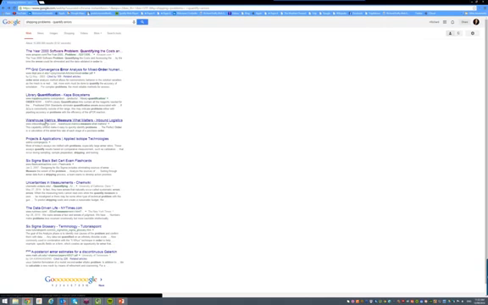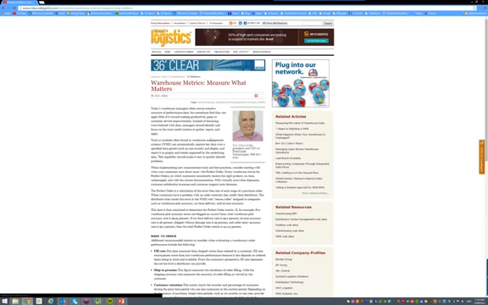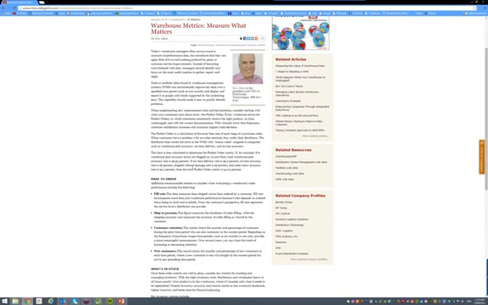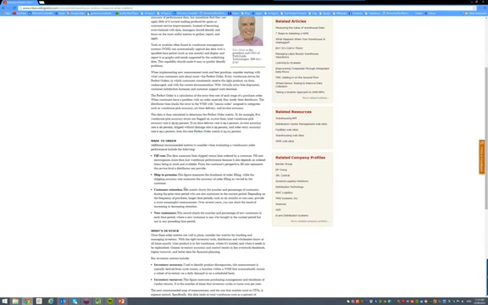Warehouse metrics, measure what matters. So here we go. Here's the inbound logistics. So here is some information. All right, so here we go. The perfect order. Perfect order is a calculation of the error-free rate of each stage of a purchase order. Data is then calculated, additional metrics to consider, what's in stock.